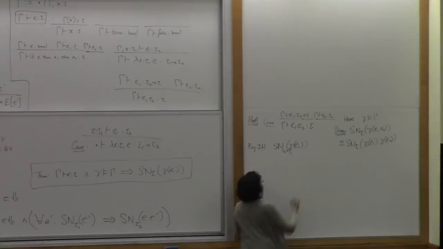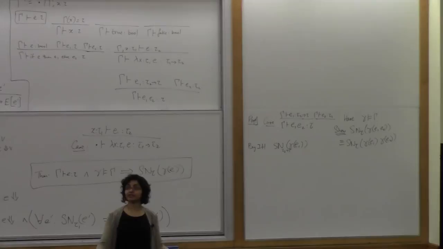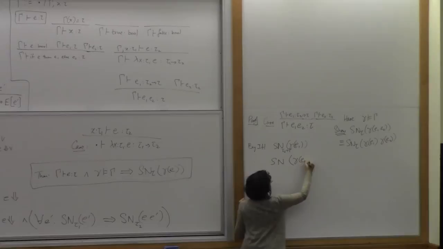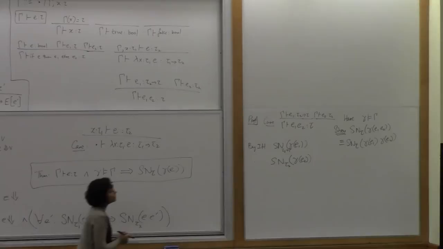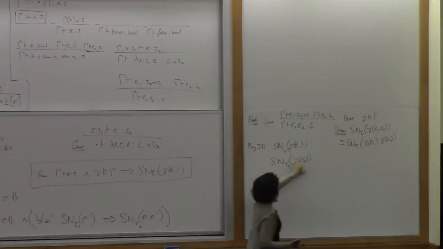Similarly, by applying the induction hypothesis to the second premise, we get a similar statement. Gamma applied to E2 is strongly normalizing. This time at which type? Tau 2, which is its type. The type comes from right there. All right, so we have those two things. But we want to prove that the application of this term to this term is strongly normalizing.